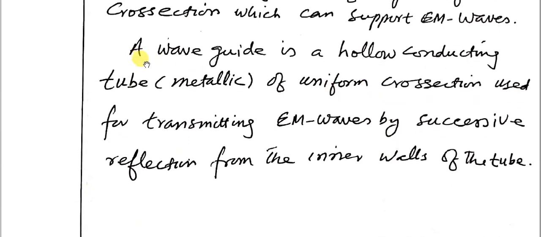Now, what is a waveguide? A waveguide is a hollow conducting tube, metallic. It could be non-conducting as well, but of uniform cross section, used for transmitting electromagnetic waves by successive reflection from the inner walls of the tube.